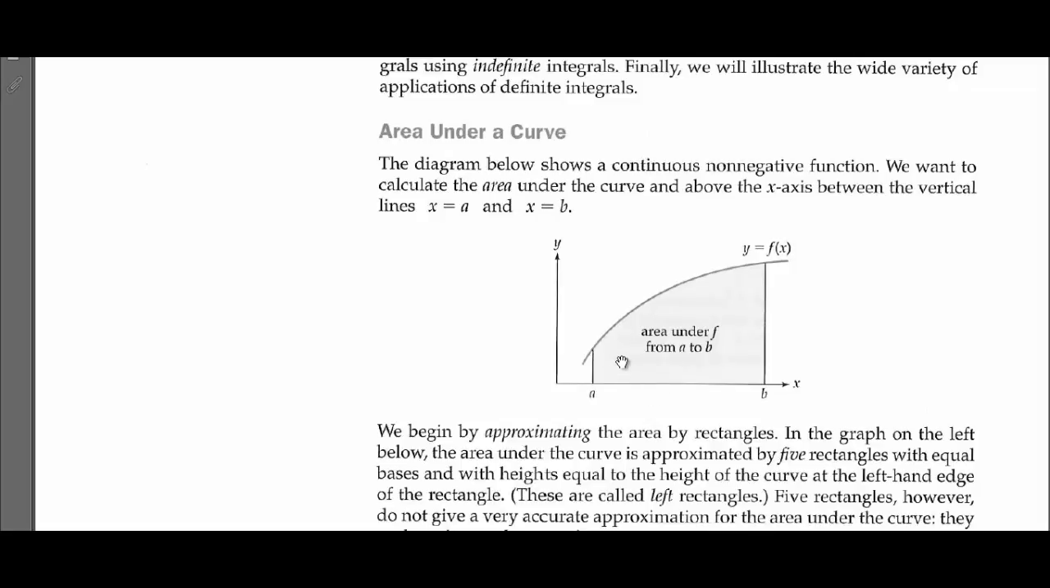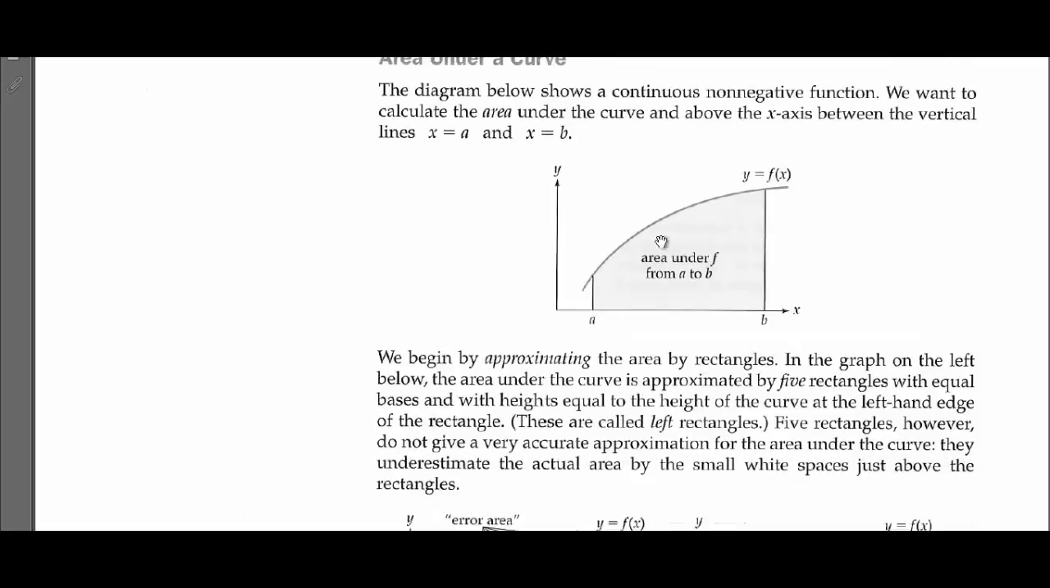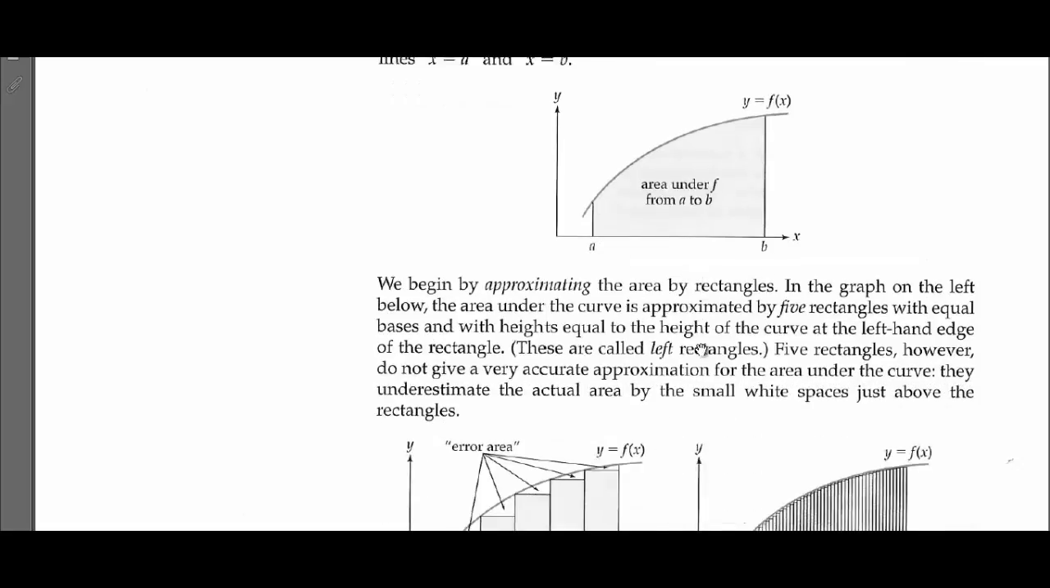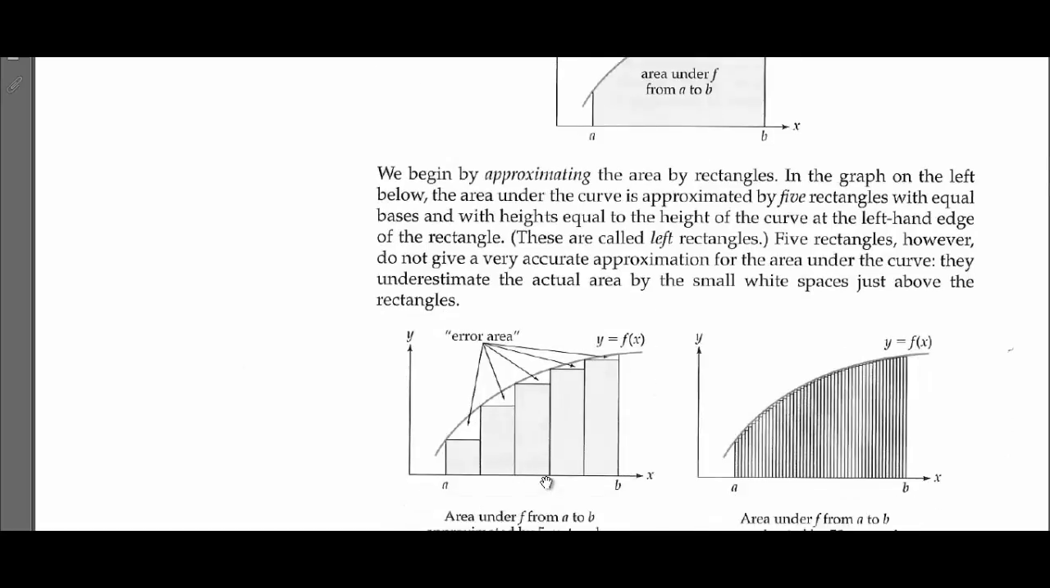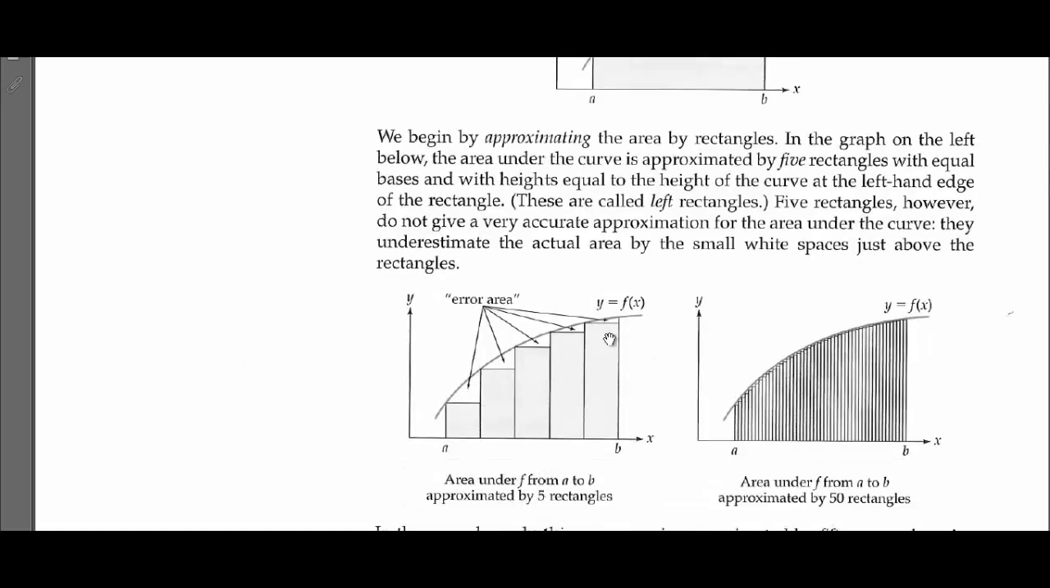We know how to find the area of a rectangle, length times width, so we can fit rectangles under this curve. Let's fit 5 rectangles under this curve. Just to note, these are called the left rectangles because the height of the rectangle is determined starting from the left edge. The left rectangle gives us an underestimation, and this underestimation leaves some blank spaces, which is called the error.